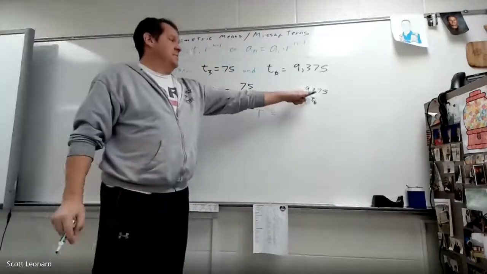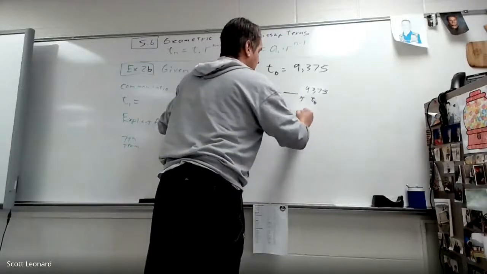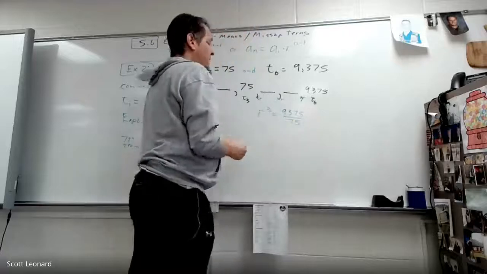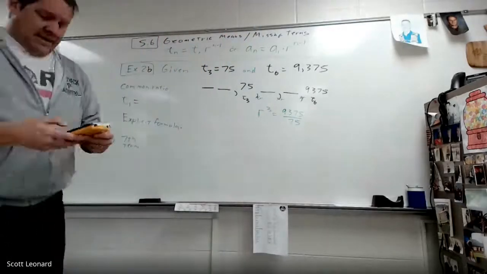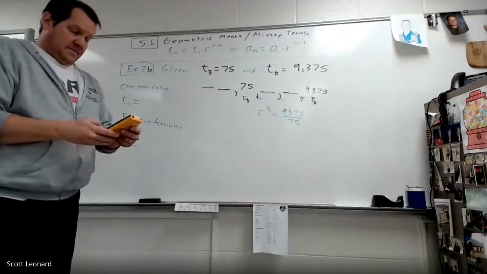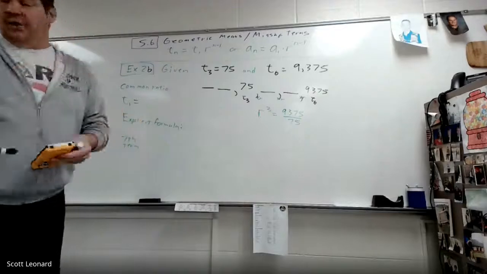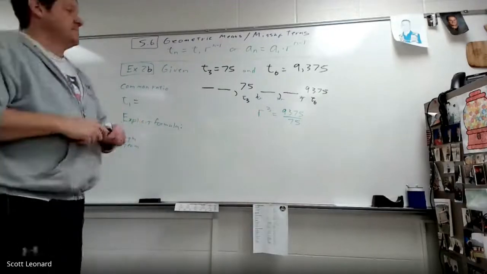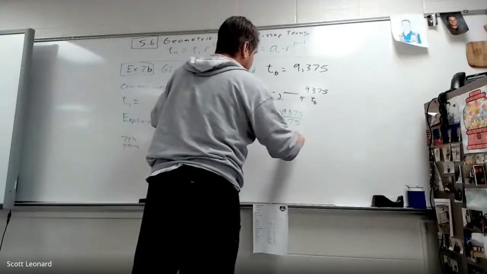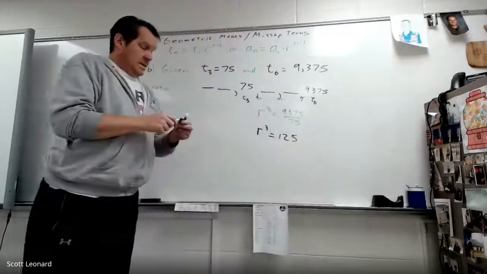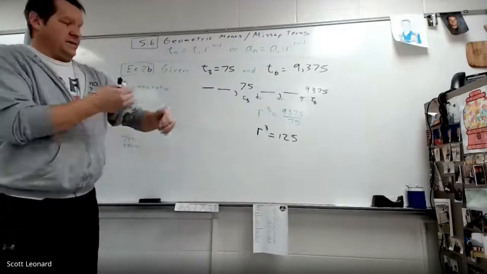Okay. Take the last term, divided by the first term. 9375 divided by 75. I take 9375 divided by 75. I get 125. Okay. Once we get this number, problem gets much easier.